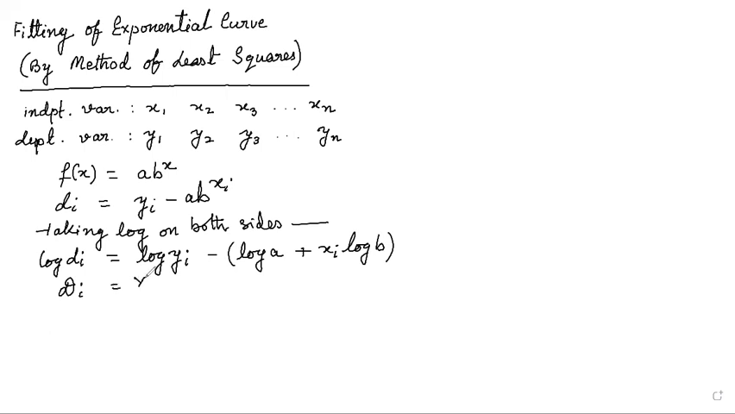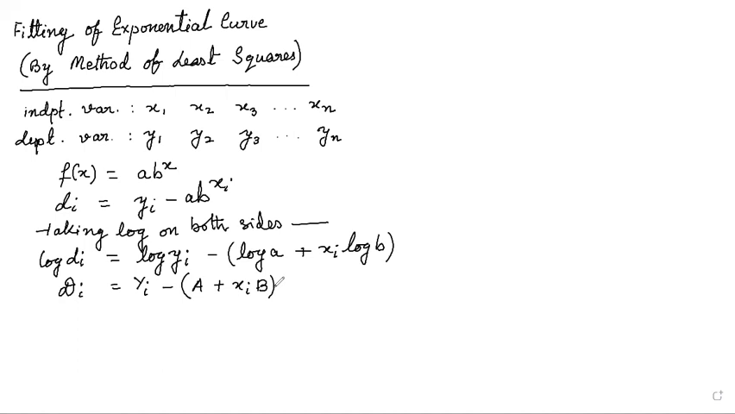Then log yi as capital Yi minus log a as capital A plus small xi log b as capital B. So this substitution we have made. Now you can see we have got a simpler structure as compared to the previous one, which is we are getting in terms of some powers.